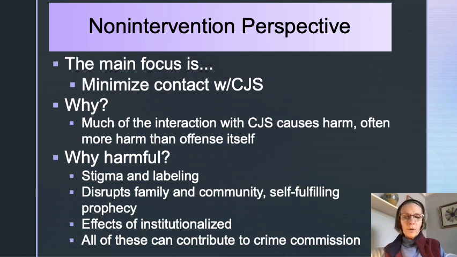So from the non-interventionist perspective, all these types of harmful effects that people experience with the interaction with the criminal justice system can contribute to crime commission. You get labeled as a criminal, you act like a criminal. Your family is disrupted because one of your family members is incarcerated, and therefore the family is frayed, and the children in the family don't get the proper supervision.